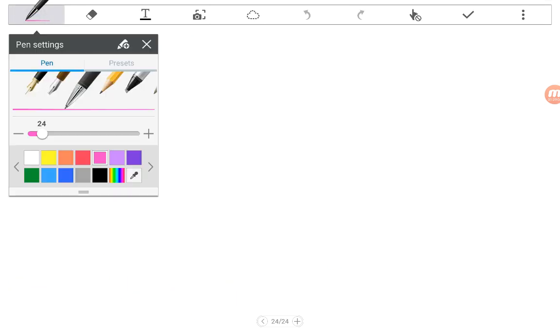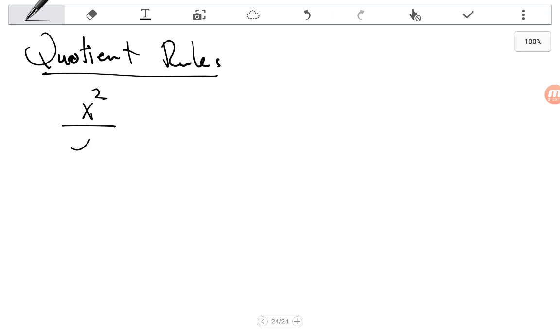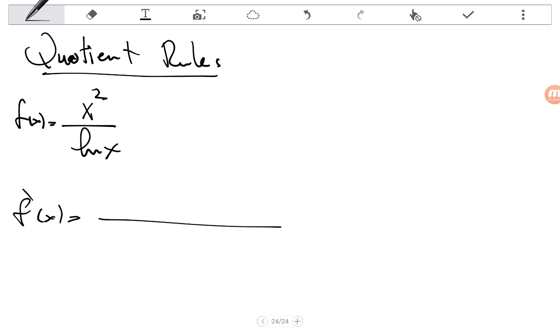Another rule is called the quotient rule. Quotient rule. What is the quotient rule? If I have, for example, x squared over ln x, and I need the derivative of this function. What is the rule? Now, pay attention. I make squaring of the denominator. So the denominator is squared, and by derivative, I make the derivative of the numerator above. Okay, I make the derivative of x squared to be 2x.